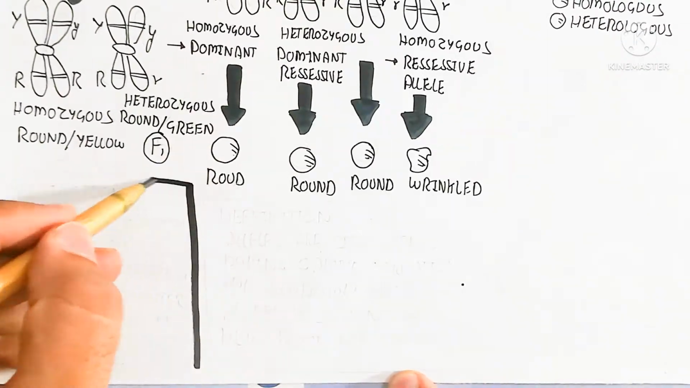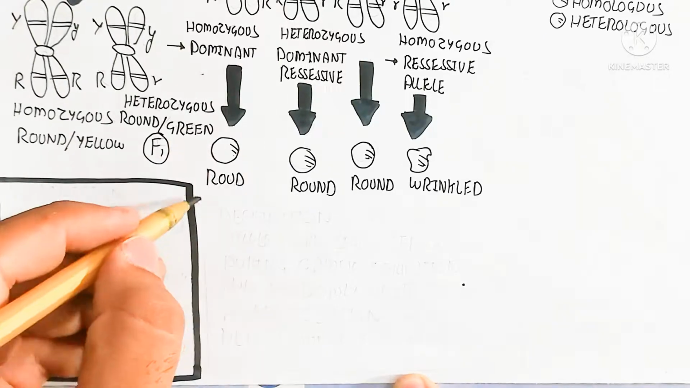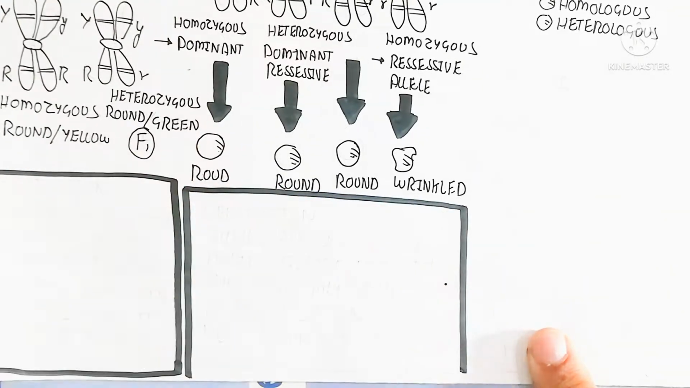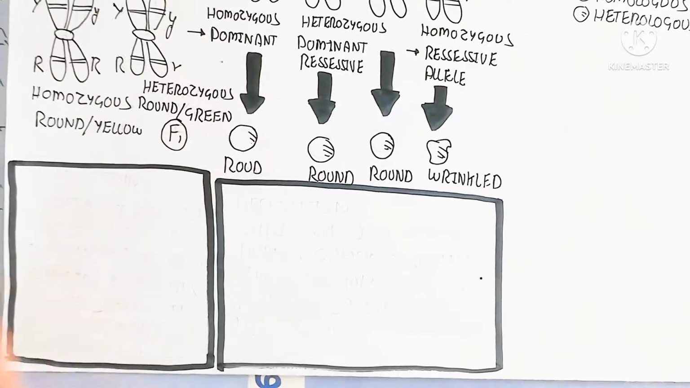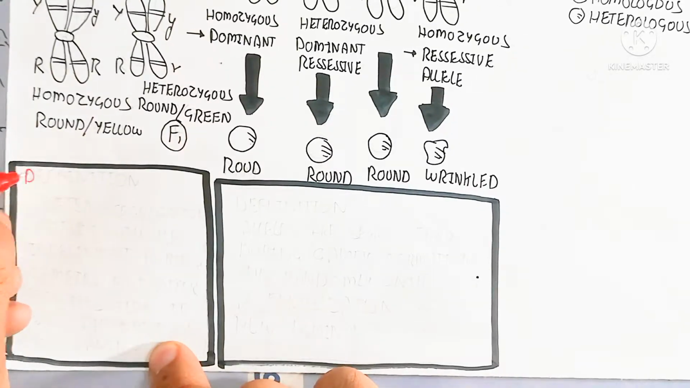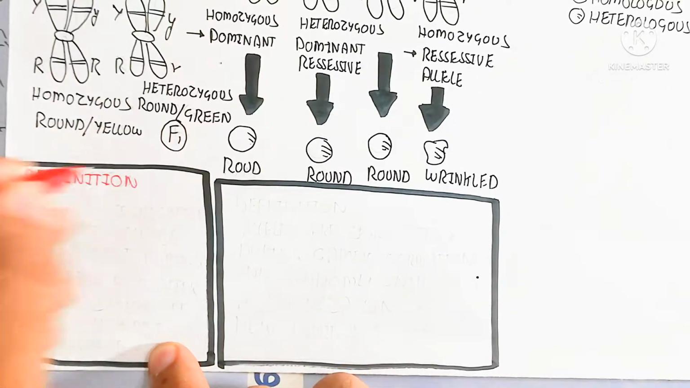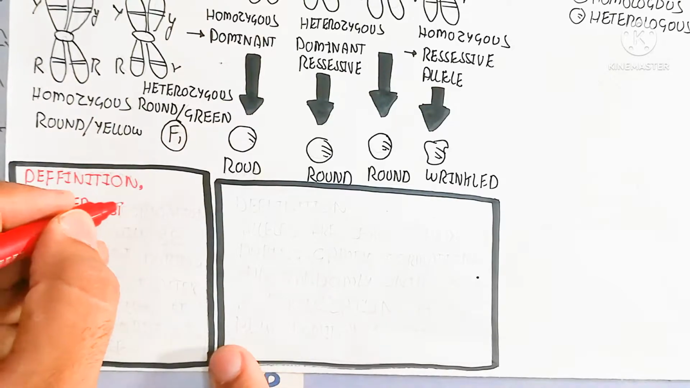It means the 3:1 is the phenotype, while the genotype is 1:2:1. So remember these things. Let's begin to understand the definition.